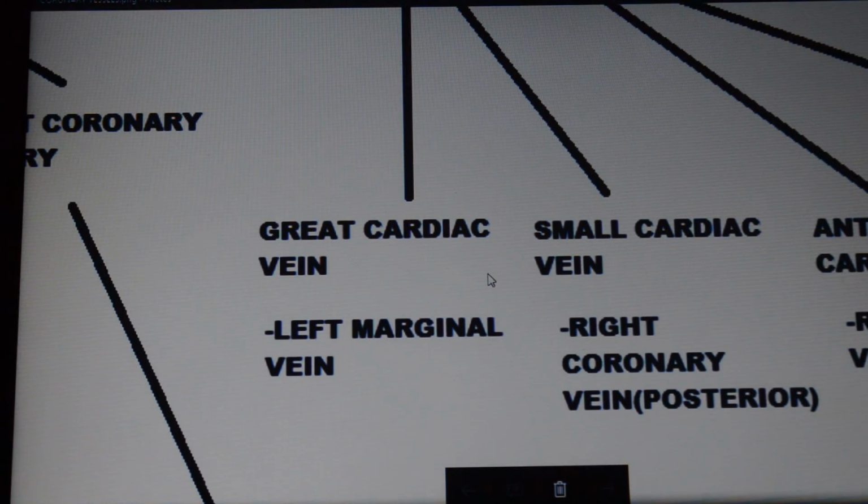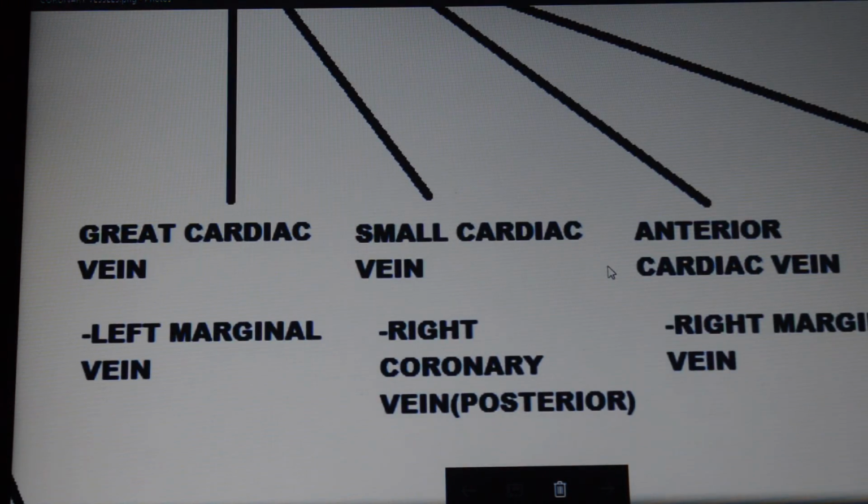And next are the small cardiac veins, which function as the right coronary veins. From the posterior side, they take out the blood from the major part, the right part of the heart, that is the right atrium and the right ventricle.